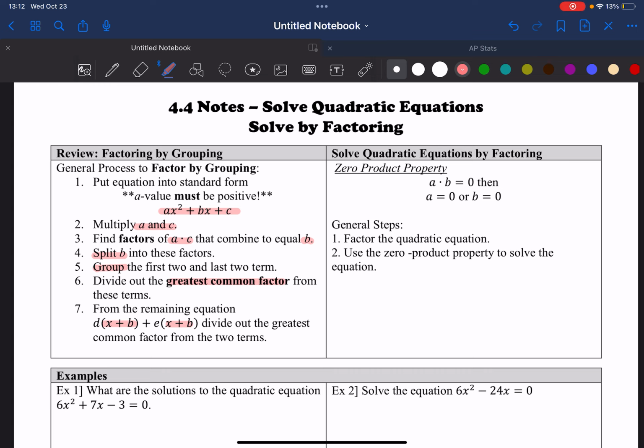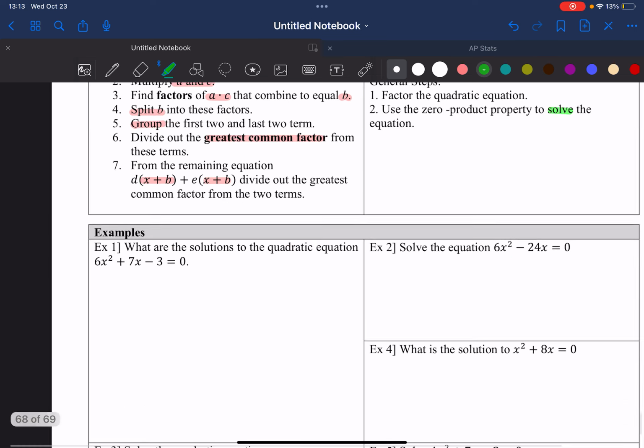Once we factor something, then we can use the zero product property. And what that says is that if we have two things being multiplied equal to 0, then either the first parenthesis or the second parenthesis is also equal to 0. So what this means is once we factor the equation, we're going to set them equal to 0 and solve. So let's look at some examples.